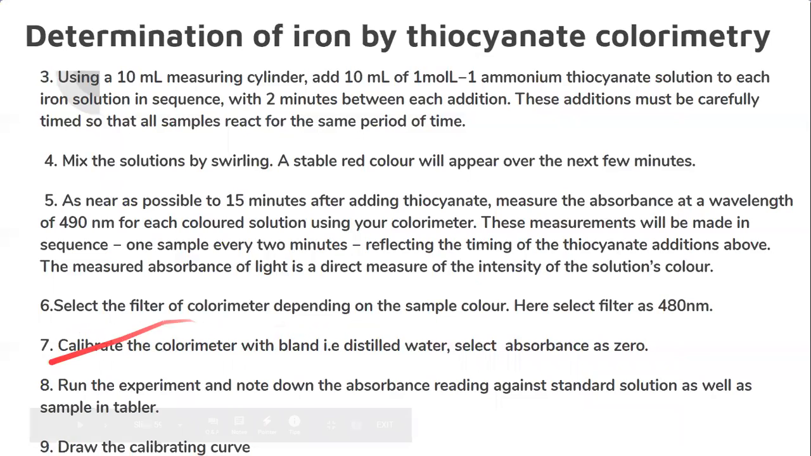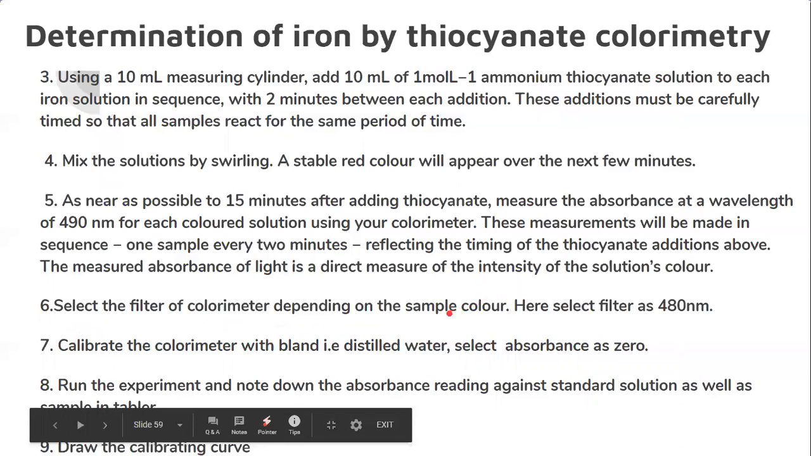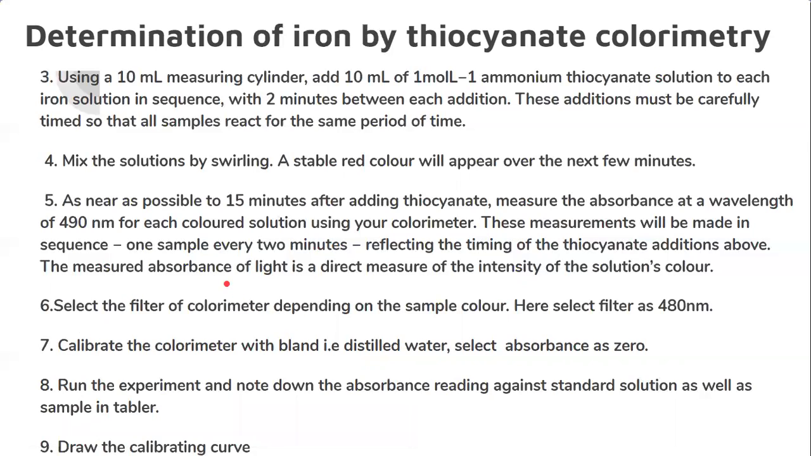Now calibration we need to do. So how do we do the calibration? After selecting the filter, we place distilled water in the cuvette chamber, and then we set the absorbance as 0. Before selecting the filter, we need to switch on the instrument and leave it for 10 minutes. Meanwhile, the instrument will be properly heated, and once it is properly heated, we can get accurate values.